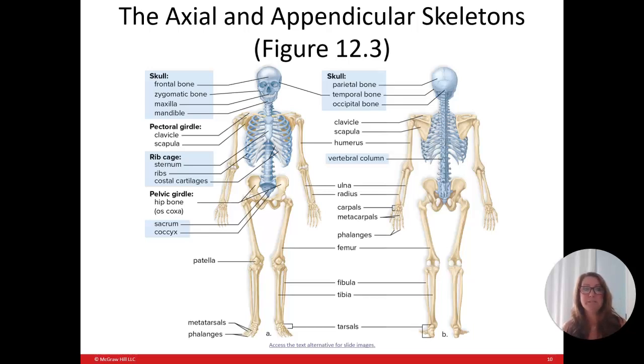Then we have our ribs. We have a number of different kinds of ribs. I have not differentiated between floating ribs and true ribs and all the things, but we have our ribs. Men and women have the same number of ribs. Put that out there. And then we take a look at the vertebral column.